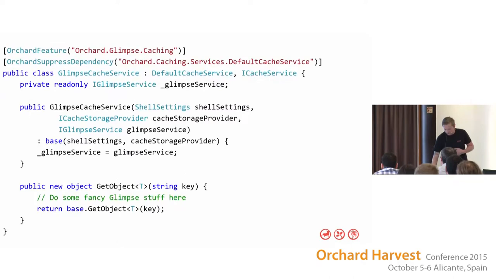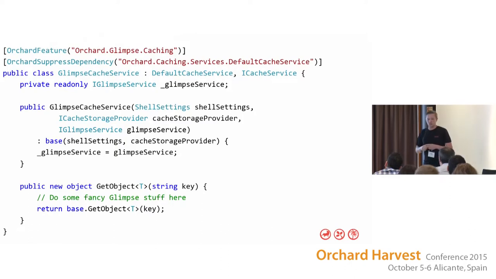So this is how a lot of you were probably thinking this would work. We can see we've created a Glimpse cache service. It inherits from the default cache service, and it also suppresses the default cache service. And we've put that in our Glimpse caching feature, which means that when we enable this Glimpse caching feature, the shell container factory will register this implementation as our ICacheService. And that's all well and good.